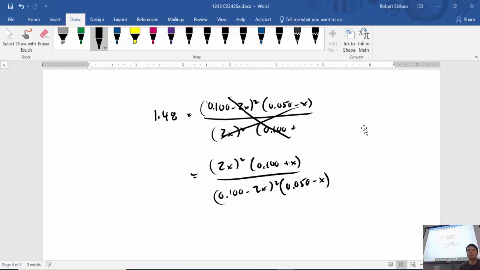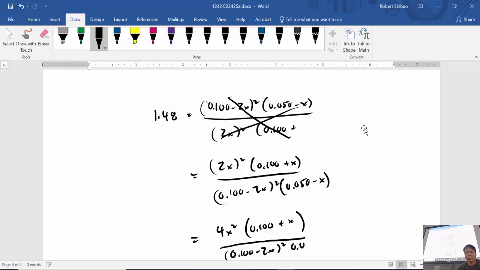Sometimes we simplify this. One of the things we can do to save us a little bit of time is just go ahead and multiply this out. I'm just going to write this as 4x squared times 0.100 plus x. Actually, this is not third order. What am I thinking? What order is this? Oh, it is third order. X squared times x. This is third order. Divided by 0.100 minus 2x quantity squared, times 0.050 minus x.